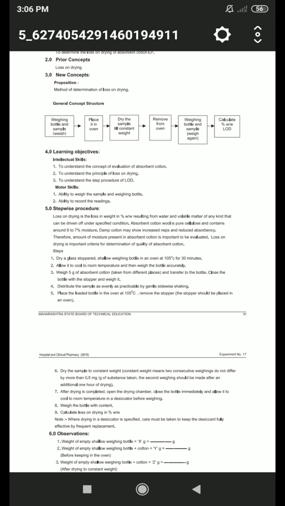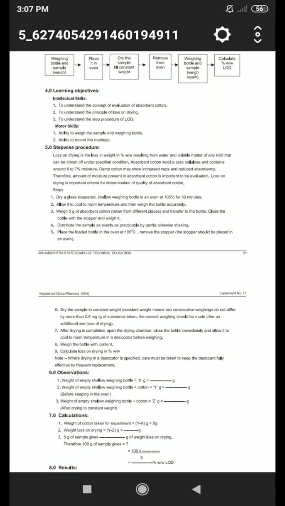Then the next step is to weigh the bottle with contents. Then calculate the loss on drying in percent weight by weight. Note where drying in a desiccator is specified, care must be taken to keep the desiccant fully effective by frequent replacement. Desiccants are, for example, silica gel, bauxite, calcium sulfate.